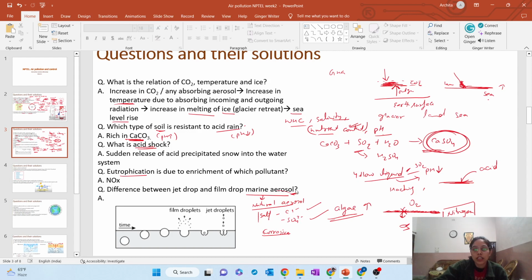Now they can form or they can disperse in two ways. So these are the ways of dispersion.